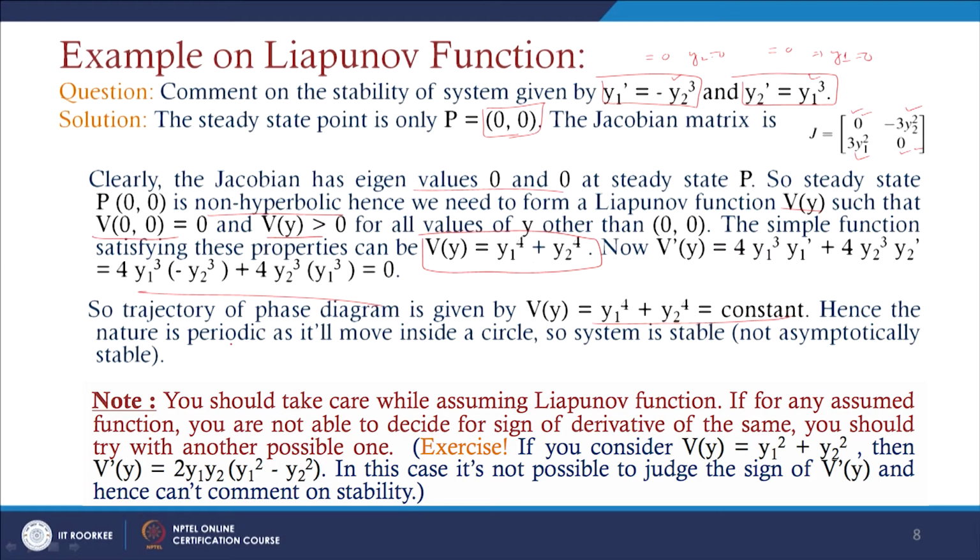Suppose you consider a function like V(y) as y1 square plus y2 square. Then V'(y), if you find the derivative, is 2 y1 into y1' plus 2 y2 into y2', where y1' is defined as minus y2 cube and y2' is y1 cube. If you put all these values, you find minus 2 y1 y2 into (y1 square plus y2 square). In this case you cannot say whether V'(y) is positive, negative or equal to 0; that is doubtful. You cannot comment on the stability under these conditions. So, you should be careful whenever you are defining this Lyapunov function.